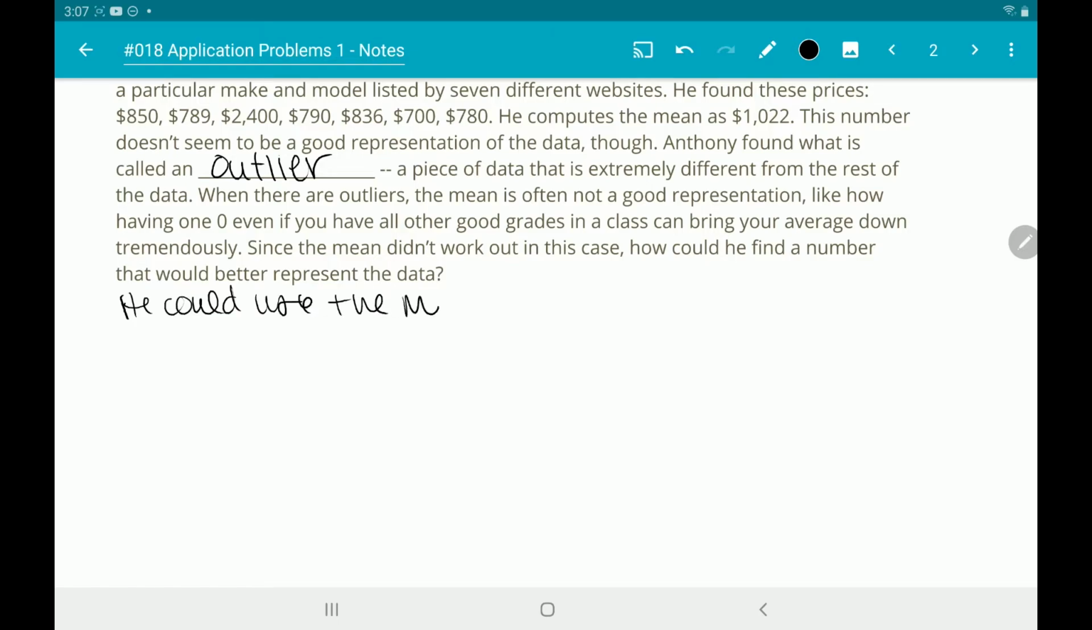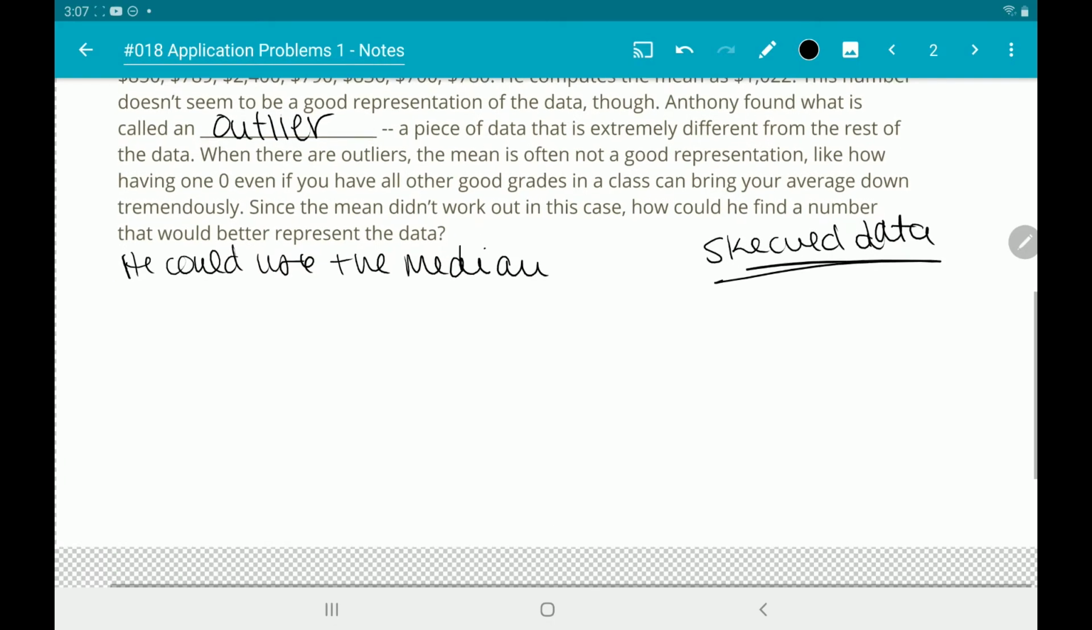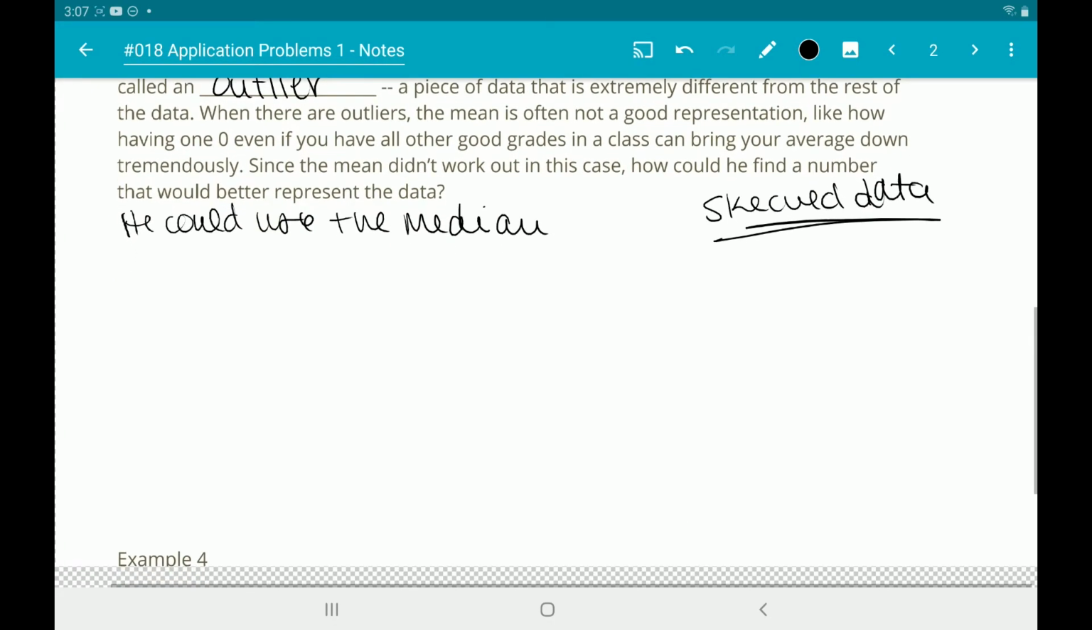So whenever you have an outlier and you have skewed data like that, that's what it's called. When this data is messed up by outliers, it's called skewed data. And then they need to use the median because it's not affected by outliers.